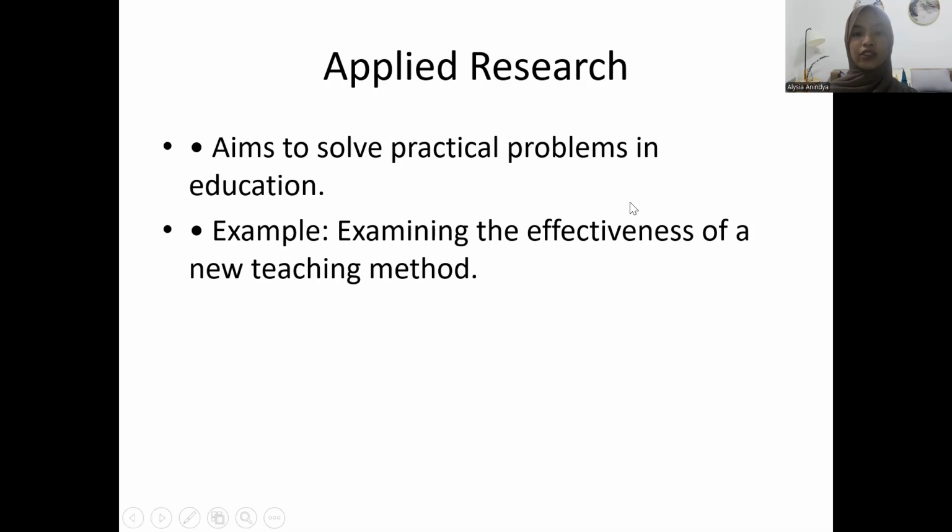Next is applied research. So applied research is different. It takes knowledge and applies it to solve the real world problems. The example of applied research is like this research topic, examining the effectiveness of a new teaching method. And another research topic for this applied research is like using AI in language learning.